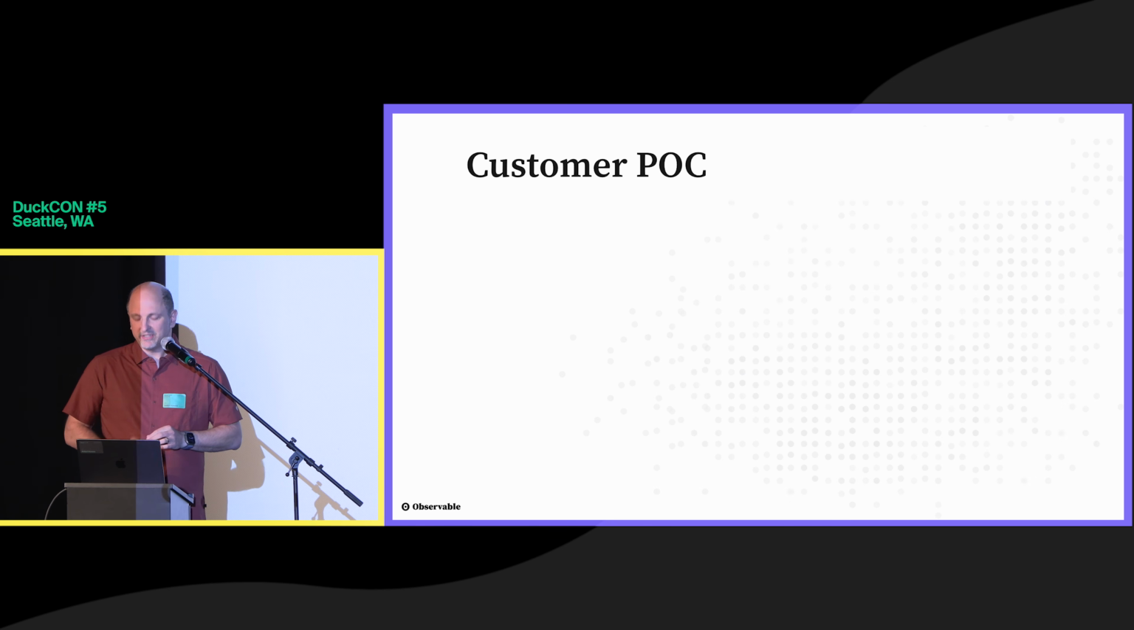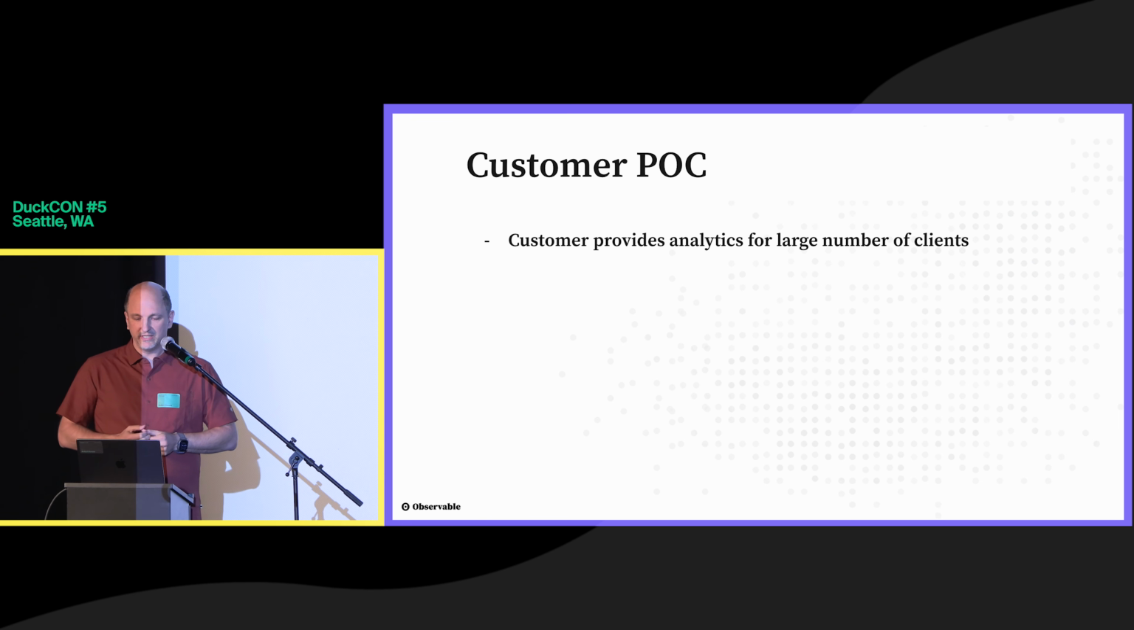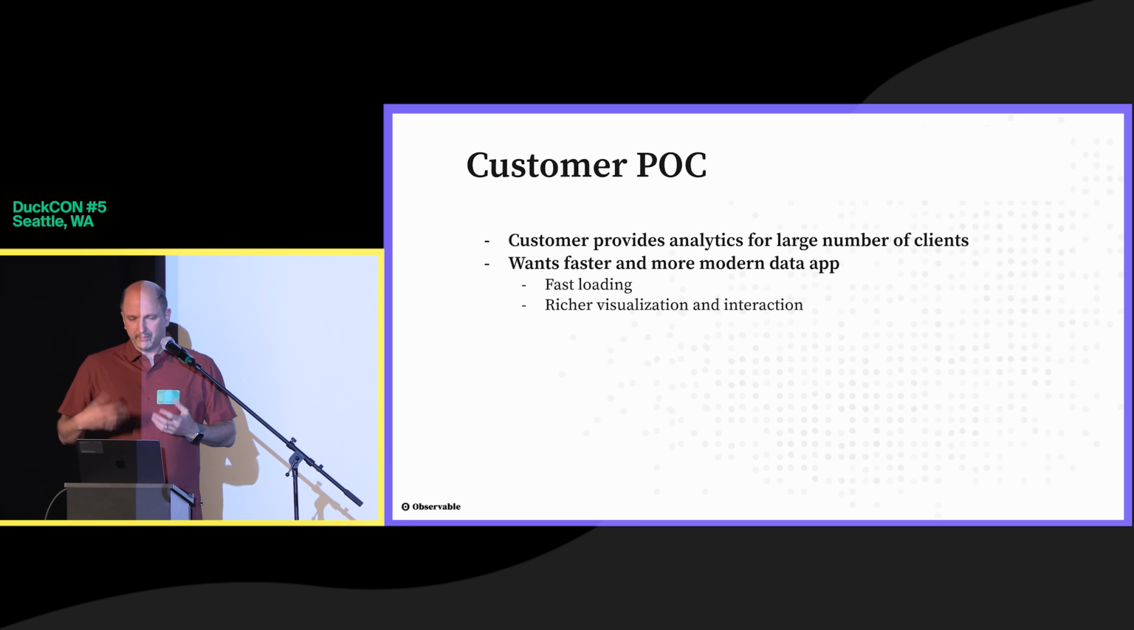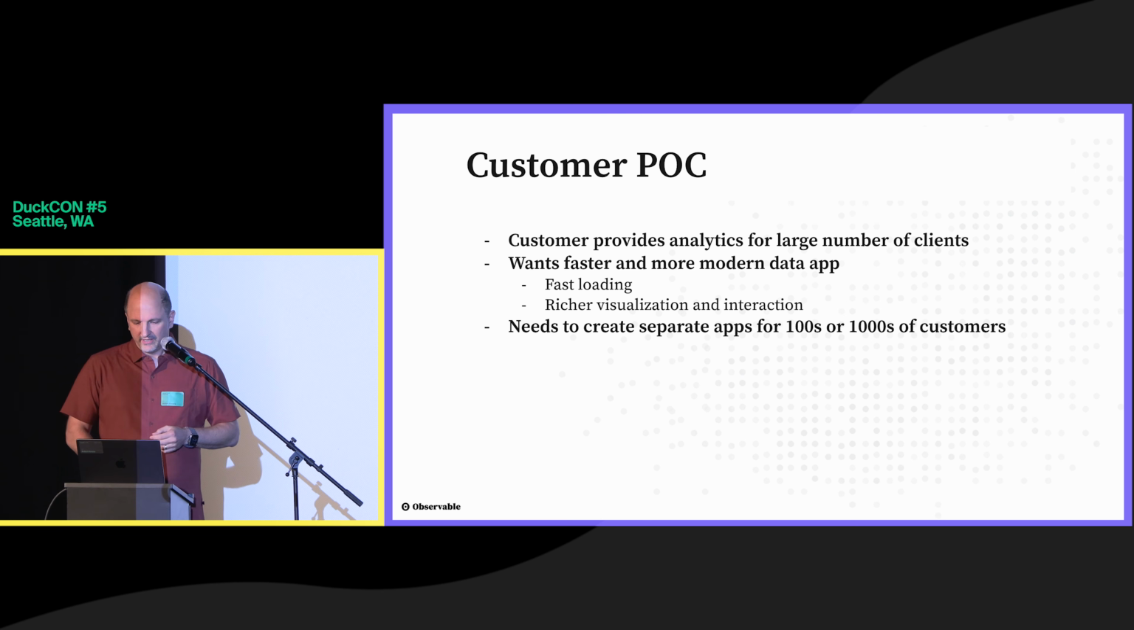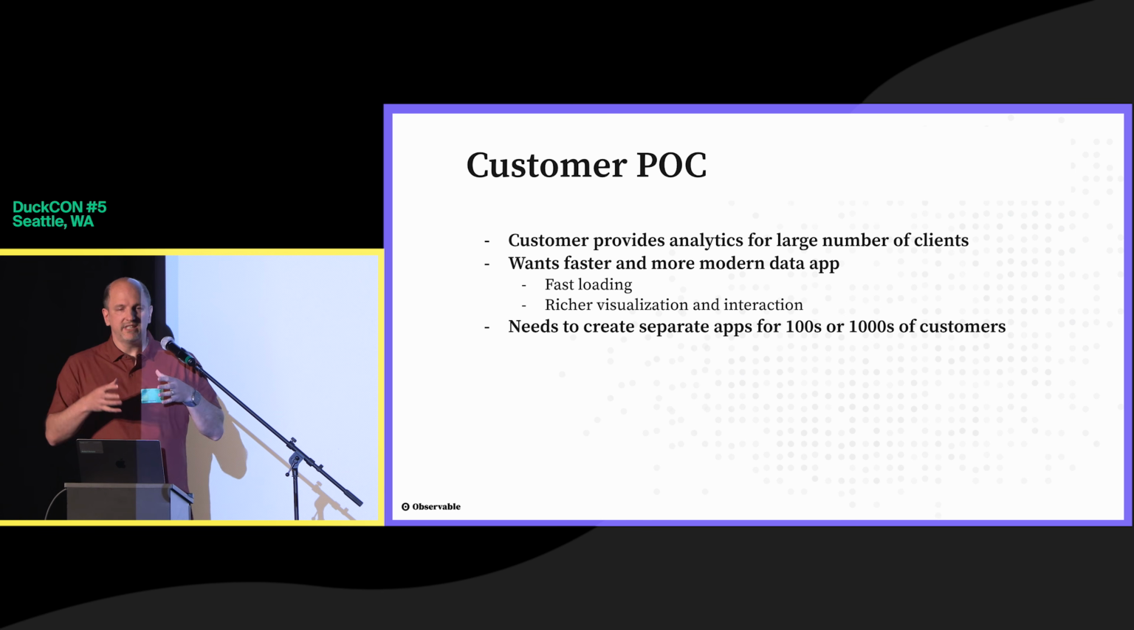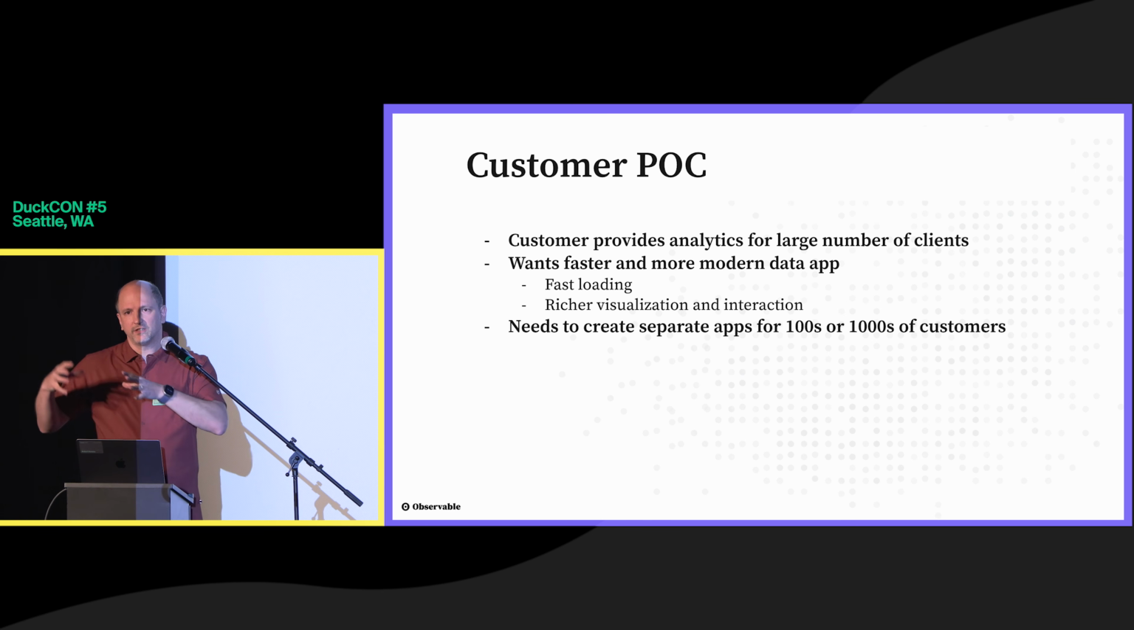So this POC was for a customer who is a large analytics company in a specific industry with a large number of clients themselves. They want a better way to show their data. What they have right now is slow and clunky and kind of ugly, and they want something better. But what they need to do is separate the data for all of their customers. For this POC, we had a few hundred, but they want to eventually have thousands of customers on this system. So we need to be able to do that.